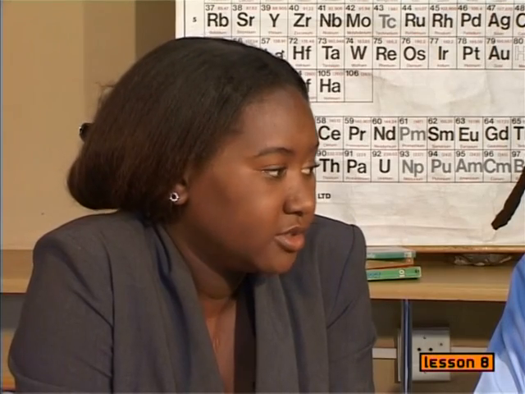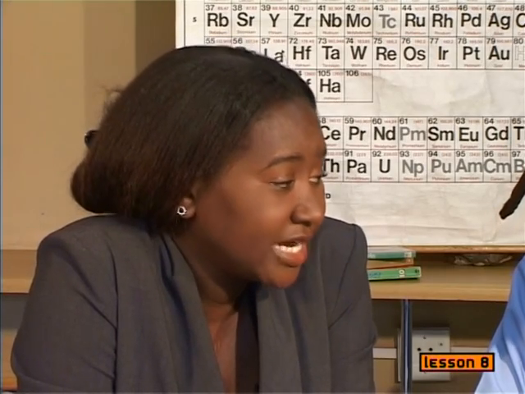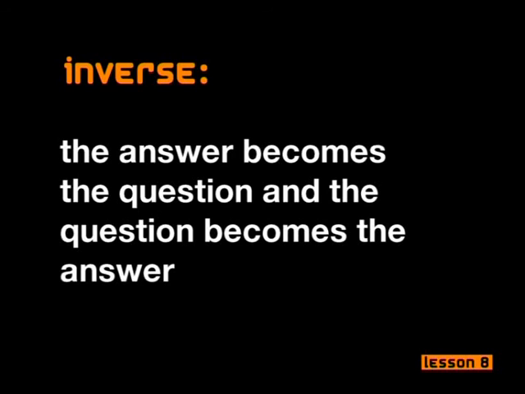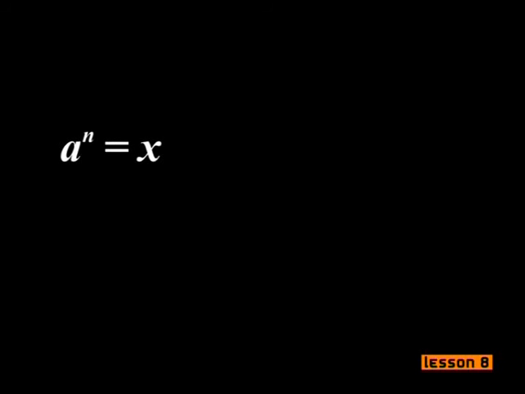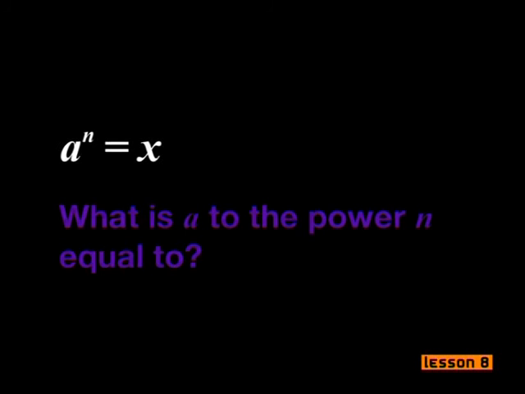Let me explain. When we talk about the inverse function, what we mean is that the answer becomes the question and the question becomes the answer. In other words, if we defined an exponential function as a to the power n equal to x, this could be seen as a question and an answer. The question being, what is a to the power n equal to? The answer would be x.